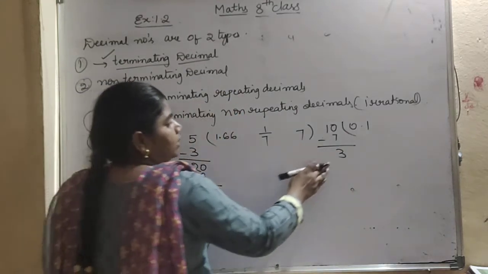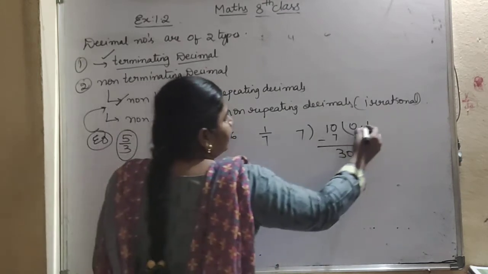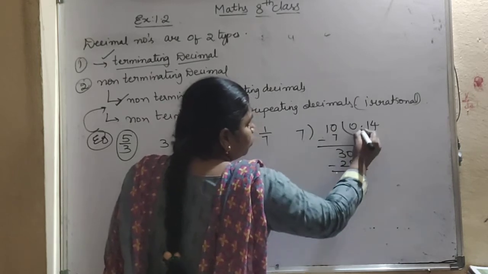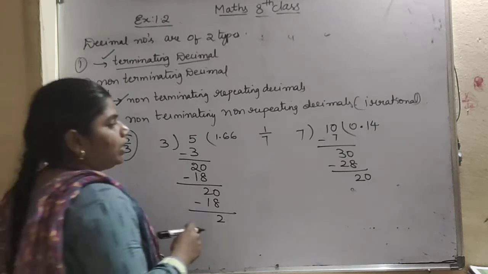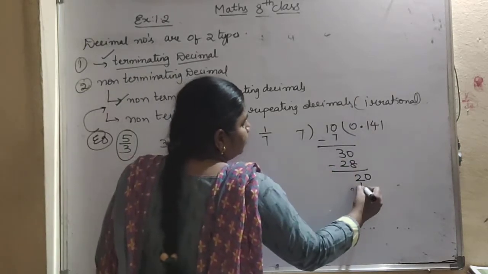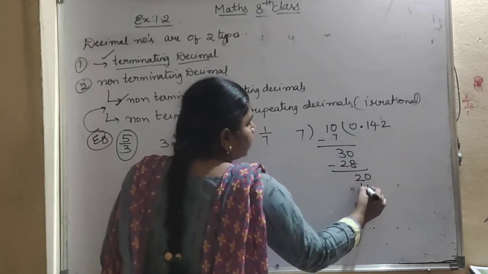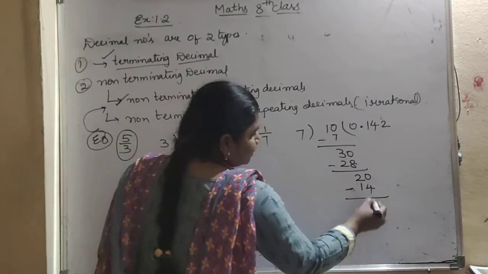Okay, now 3 is smaller than 7, again 0.0. So 7 4 times will be 28, so you will get 2.0 again. So 7 how many times you will get? 7 1 time will be 7, 2 times will be 14. So if you subtract this, you will get 6.